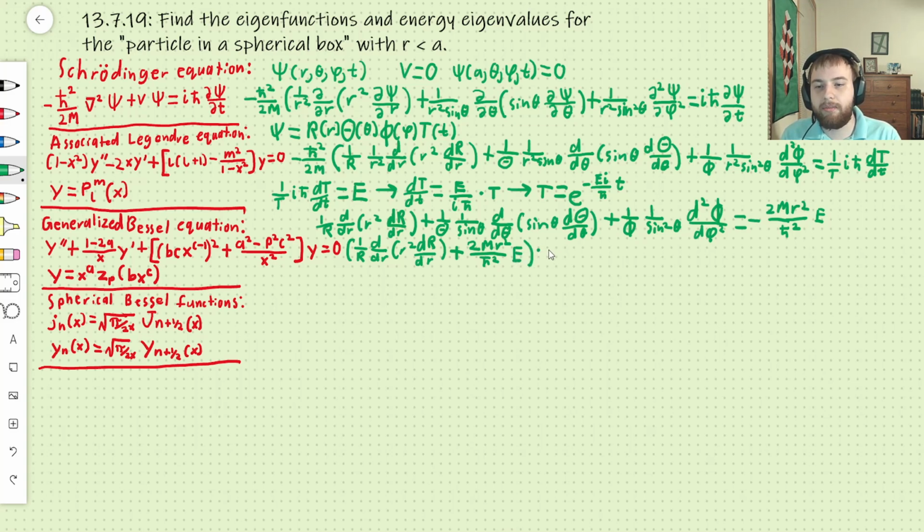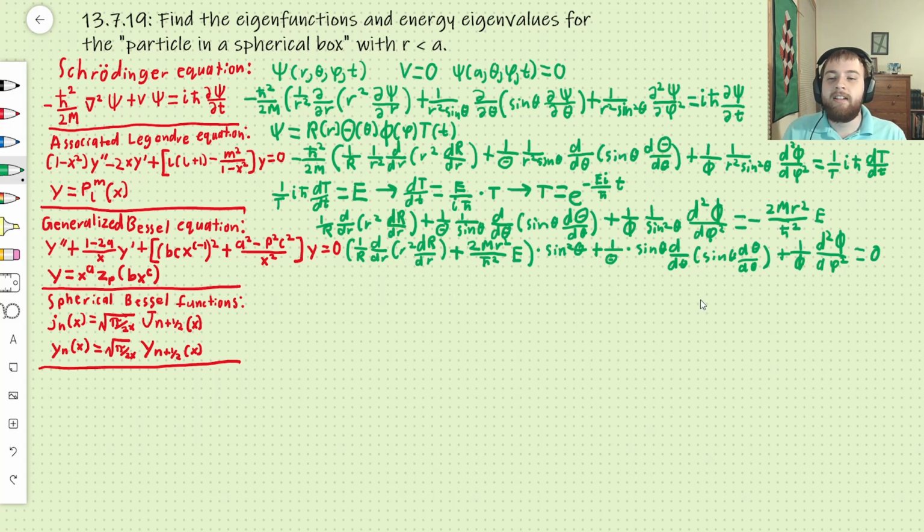And then we actually have to multiply by sine squared theta. And then for the theta part, we have 1 over capital theta times sine theta d theta, sine theta d theta d theta. But this finally gives us 1 over phi d squared phi d phi squared. And this is equal to 0, since the only thing that was on this side of the equation we moved back. Okay, so now we can separate this off.